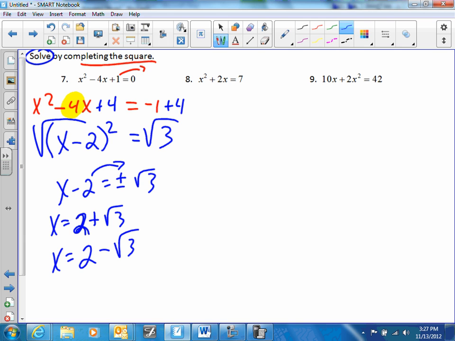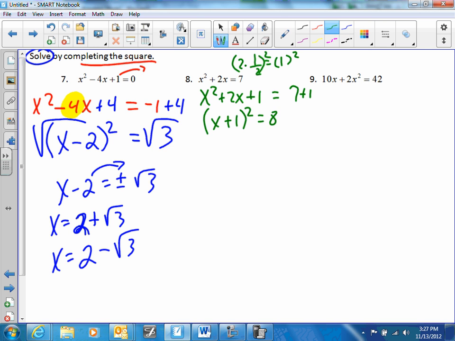Okay? I'm going to do number 8 for you real quick. It's already set up, so I need to add a little space. x squared plus 2x equals 7. So half of 2 is 1. 1 squared is 1. Remember, half of 2 is 1, and you square it. So we're going to add 1 here. So this is (x plus 1) squared equals 8.